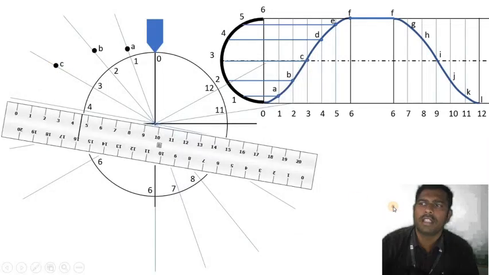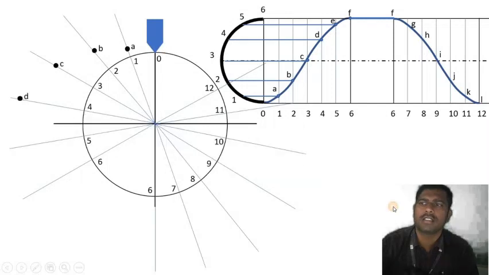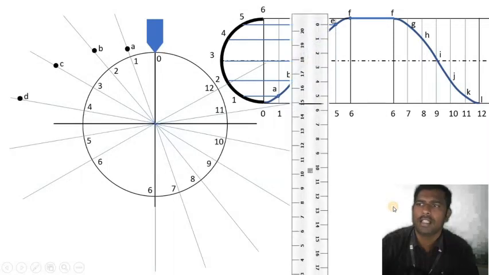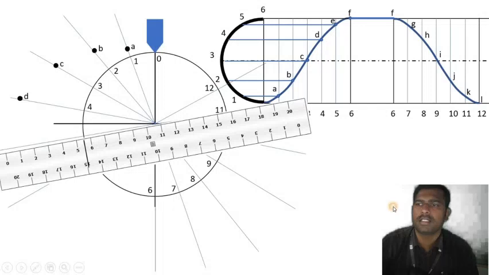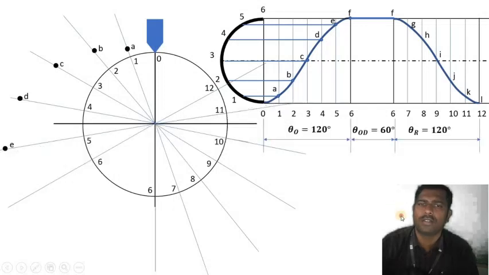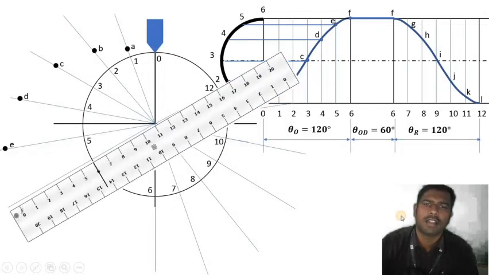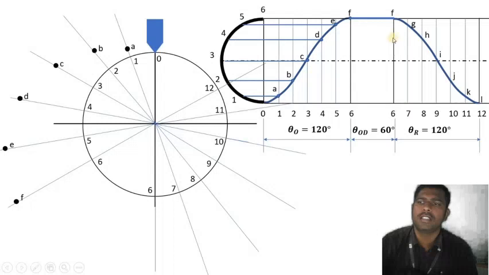Then similarly 4D and 5E, finally 6F. The 6F is going to be 6 centimeter. That is the maximum stroke length for that follower. If you complete this A to F, 1A to 6F, that should represent the outstroke of the cam profile. Then for the return stroke, the similar values are repeated in a reverse cycle.